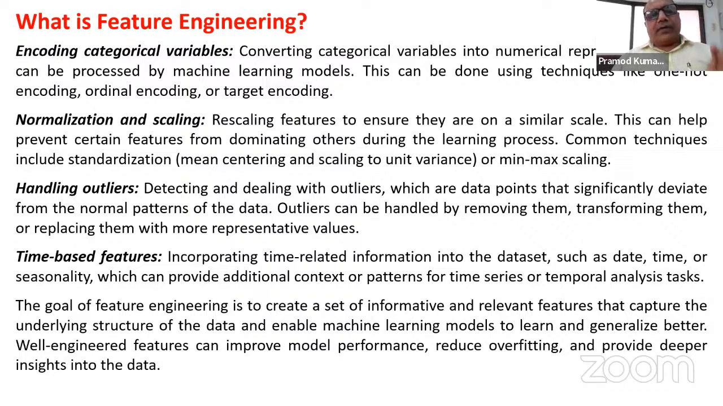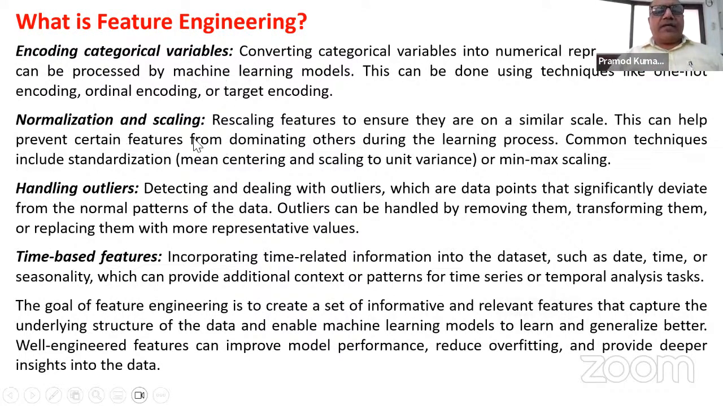Suppose color is one variable, and there are 5 different colors possible: red, green, blue, yellow, and magenta. What I can do is take 1 for the red, 2 for the blue, 3 for the green, 4 for the yellow, and 5 for the magenta. So wherever magenta is there, it will be replaced by 5. Wherever yellow is there, it will be replaced by 4, and so on. That is basically encoding of categorical variables.